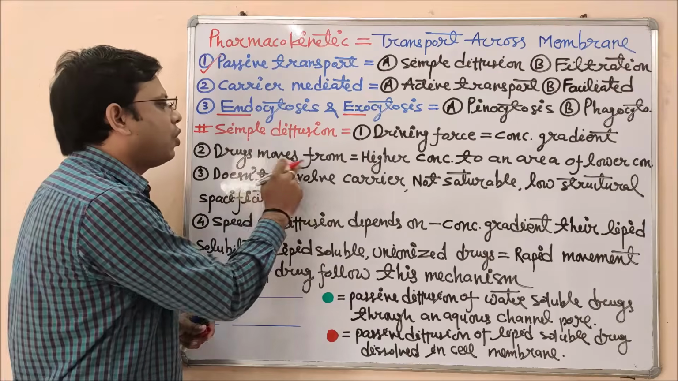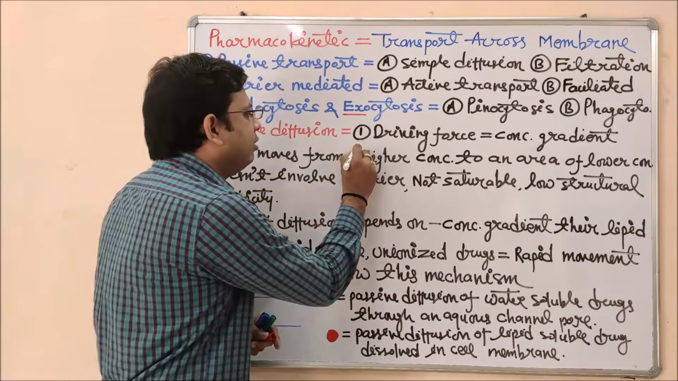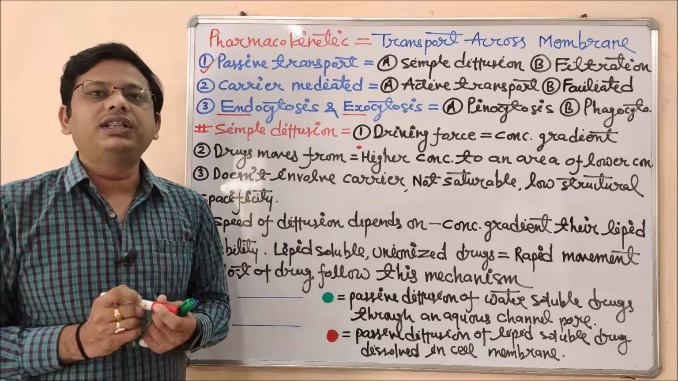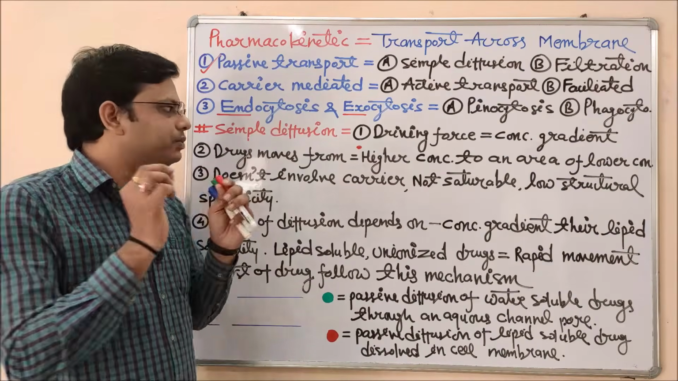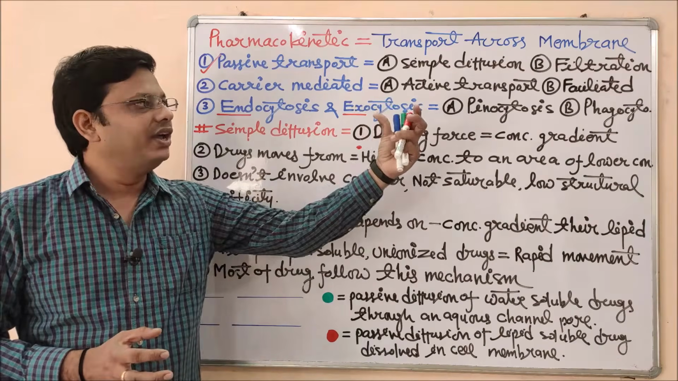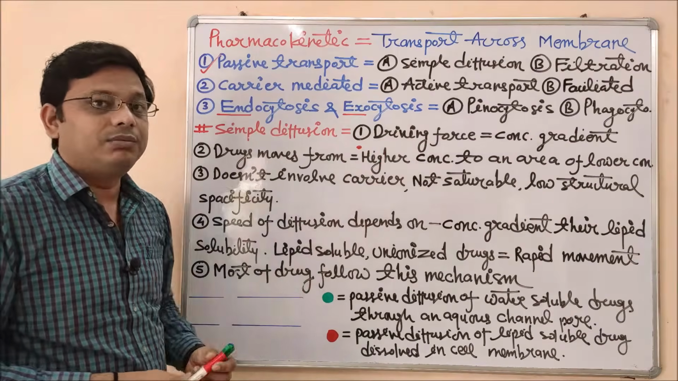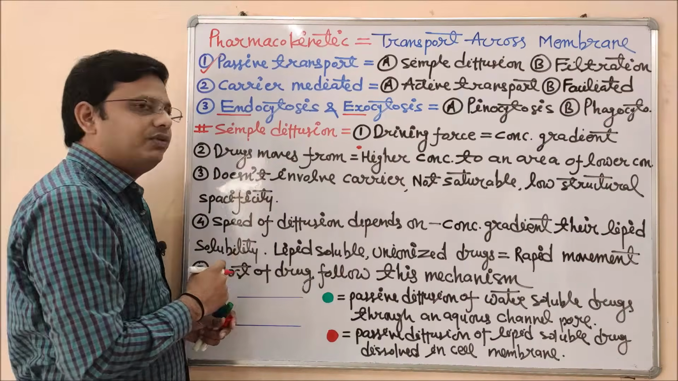So drugs move from an area of higher concentration to an area of lower concentration, as I have given you the example. Only the movement of particle or substance will be from higher concentration to lower concentration. That means any particle in higher concentration will move towards the lower concentration. That is the main important point of this simple diffusion process.